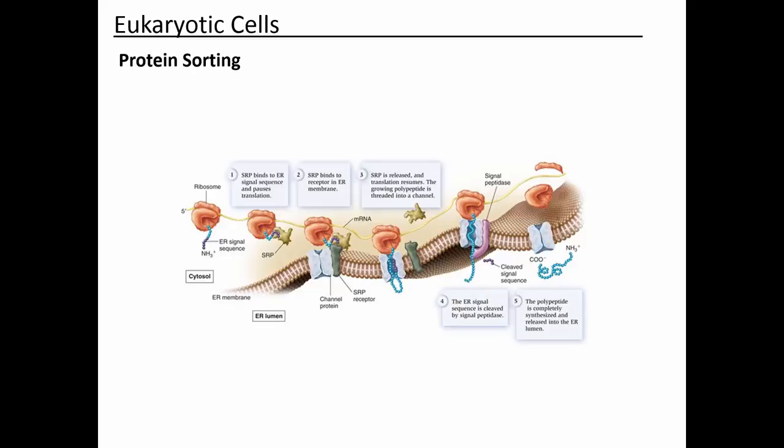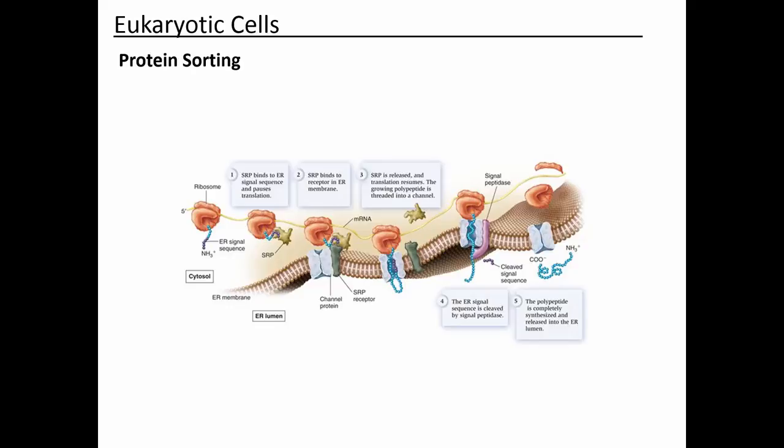That's what SRP is in the picture there. It stands for signal recognition particle. And what SRP does is it recognizes the ER signal sequence. So what happens is when the ER signal sequence emerges from the ribosome, SRP recognizes it and binds to it. And then when SRP binds, it pauses protein production. So it's actually the binding of SRP that's going to pause protein production.